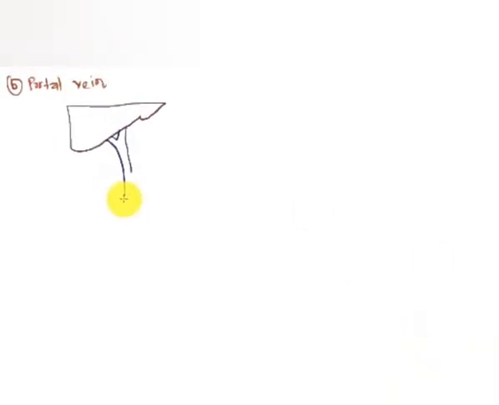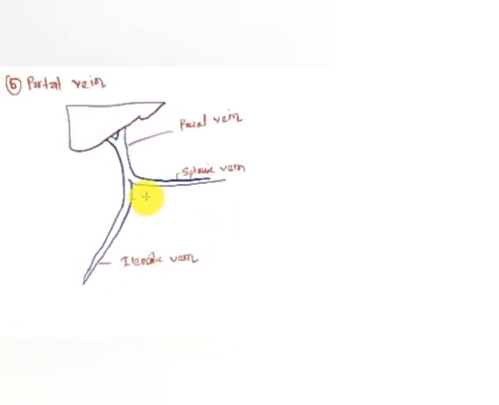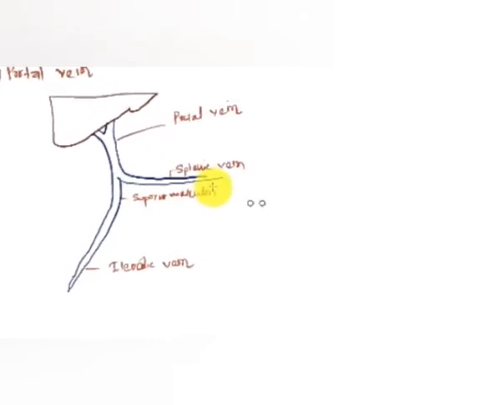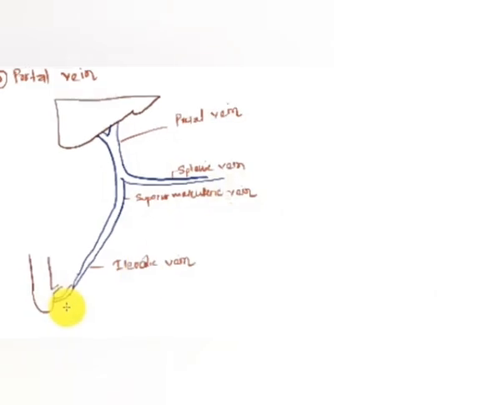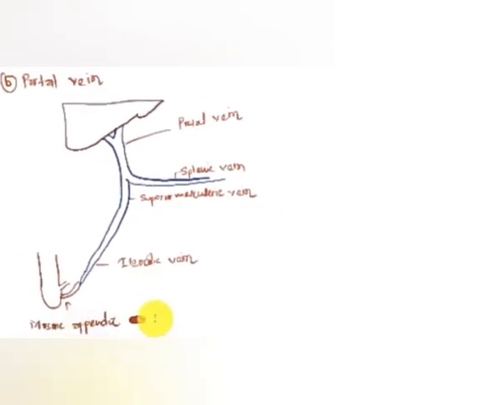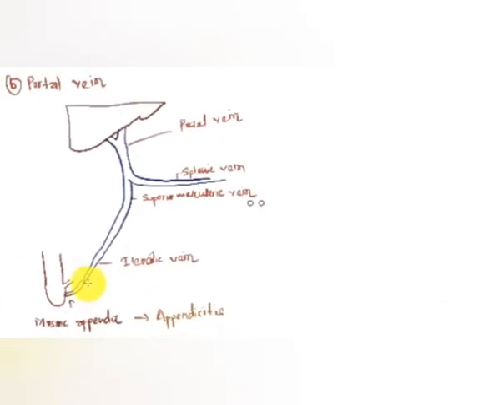The second one is the portal vein. Here we have the portal vein, which is formed due to the union of the splenic vein and the superior mesenteric vein, which receives tributaries including the ileocolic vein. Here we have the vermiform appendix, which, if it gets inflamed, will result in appendicitis.